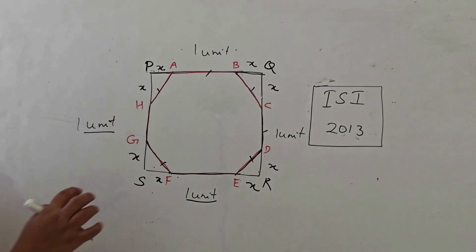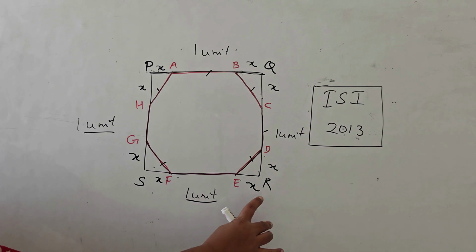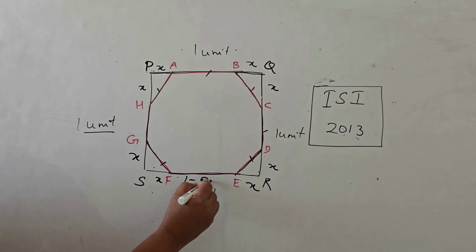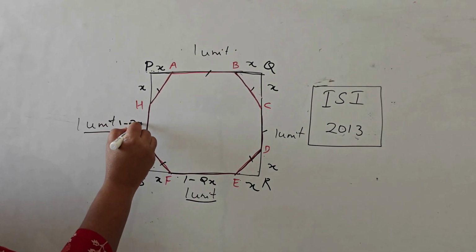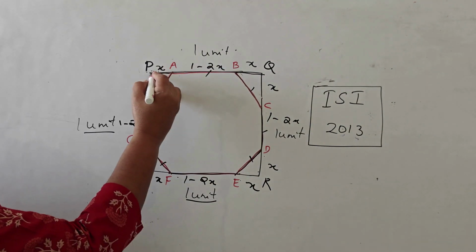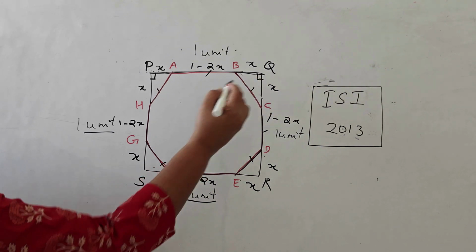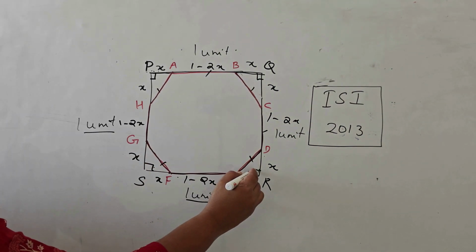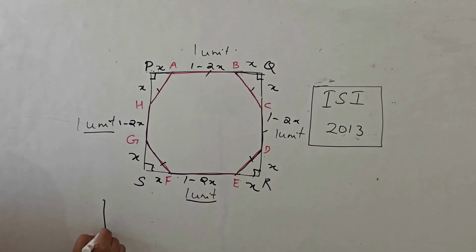What else do we know? The entire length is 1. x and x is gone, so what is remaining? 1 minus 2x on all the parts. Correct? Now, you know that each angle of a square is 90 degrees. So, as a triangle, what are you having? You are having an isosceles triangle which is right angled.